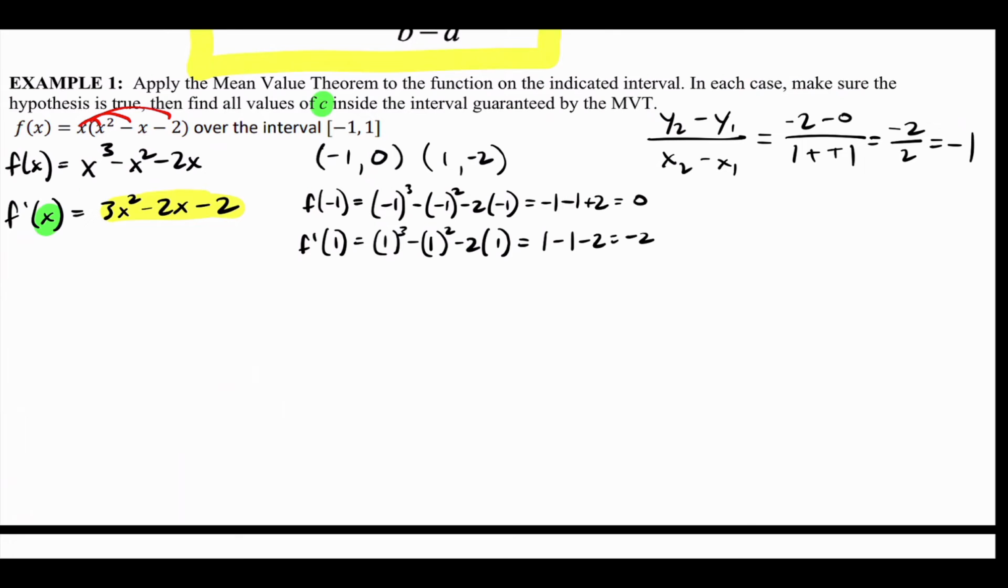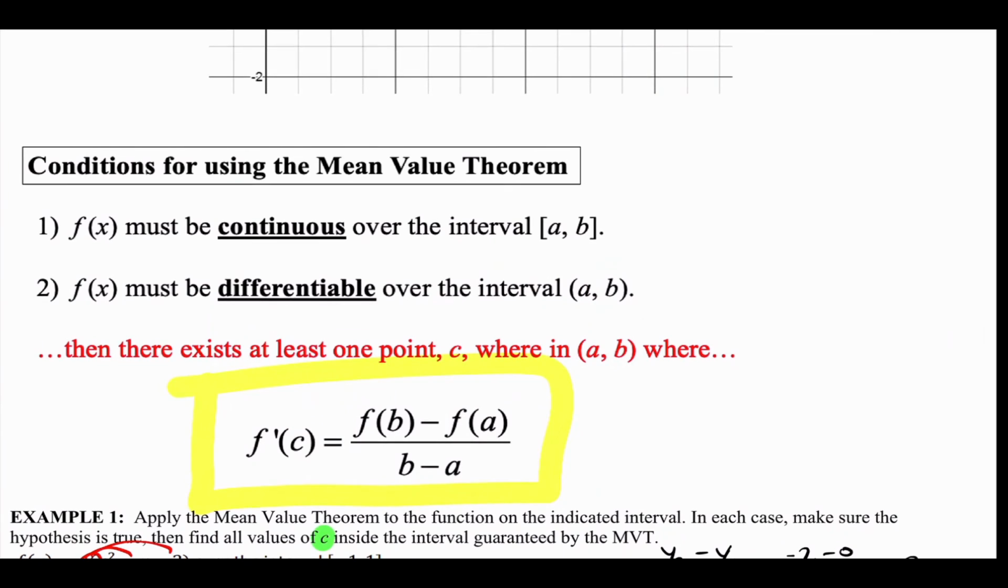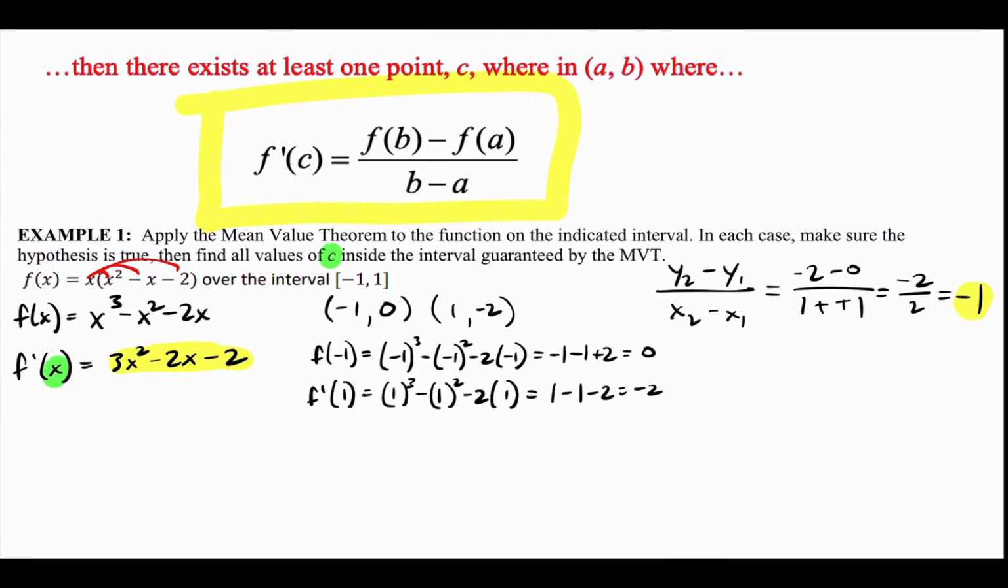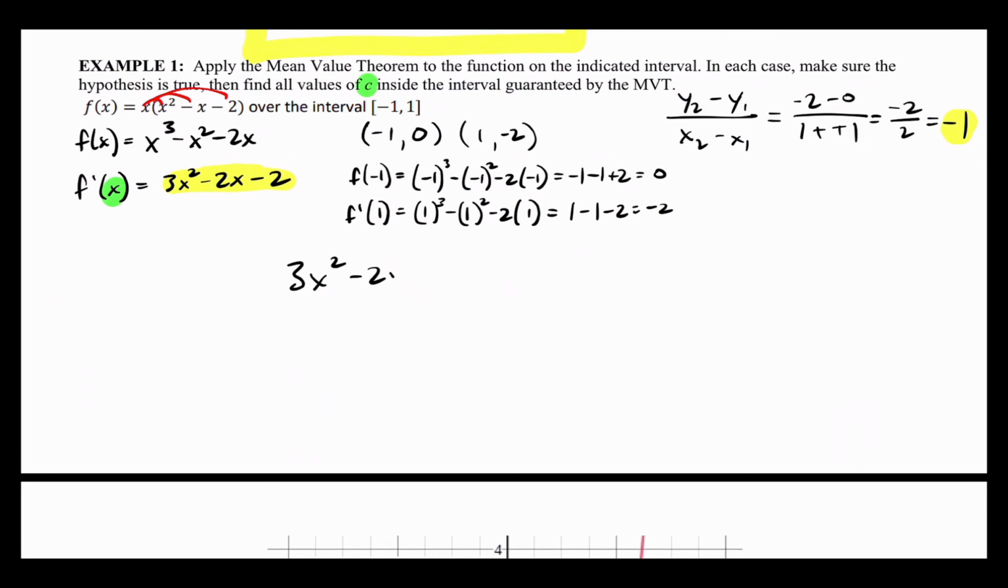Down 1 over 1. Okay? Okay, so now I have the derivative. I have the average rate of change. What do I do now? Set them equal to each other. That's what it says. Once you've found both, set them equal to each other. Okay? 3x squared minus 2x minus 2. I need to know when that equals negative 1. When that equals negative 1, that'll be my C value.